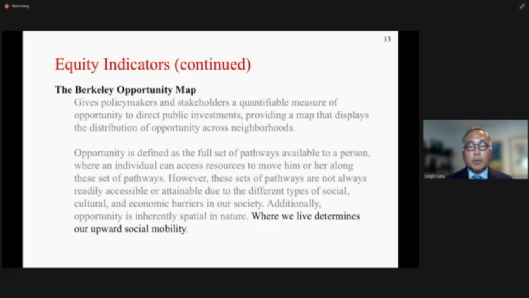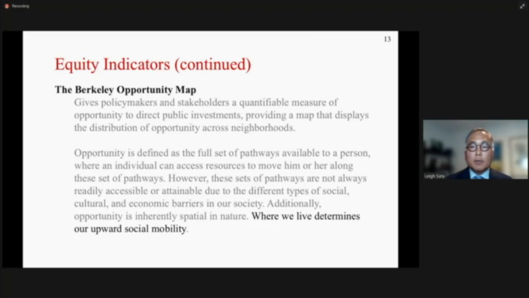One of the indicators that was used in the demonstration in our last meeting that Anton Blewett from DLR Group demonstrated for us was he showed us on the website a series of maps. And this data was from something called the Berkeley Opportunity Map. These maps are actually intended for use by public agencies, and they specifically give policymakers and stakeholders a quantifiable measure of opportunity to direct public investments, which would include capital improvement bonds, and provide a map that displays the distribution of opportunity across neighborhoods.